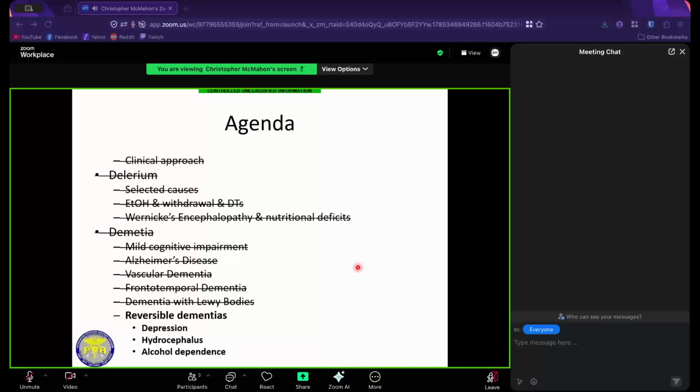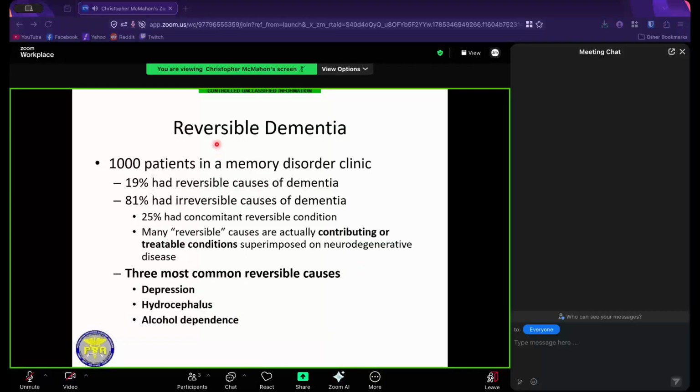All right, reversible dementias. I've got depression, hydrocephalus, and alcohol dependence. So with reversible dementia, of about 1,000 patients in a memory clinic, about 19% of them had some sort of reversible cause of dementia. 81% were irreversible causes. And the 25% between the two, they may have had reversible causes actually contributing, treatable conditions superimposed on top. Basically, it's a combination of the two is what this is saying. Not everything's clearly reversible or irreversible.